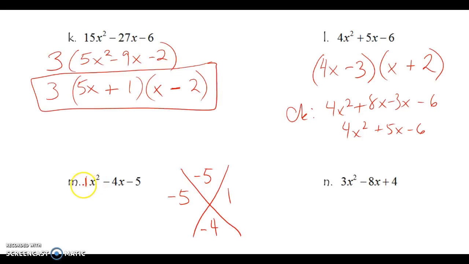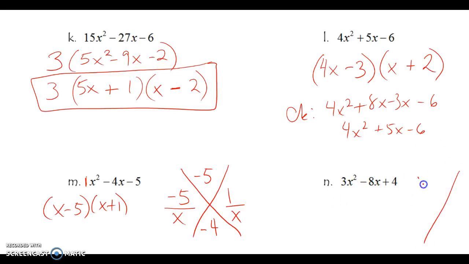Then you divide by whatever that number is in front of x. So we would divide by 1x, which is just x. So the factors are going to be x minus 5 and x plus 1. You see how that gives us x squared, 1x and minus 5x, which is a negative 4x, and a minus 5. All right, let's do n using that method.